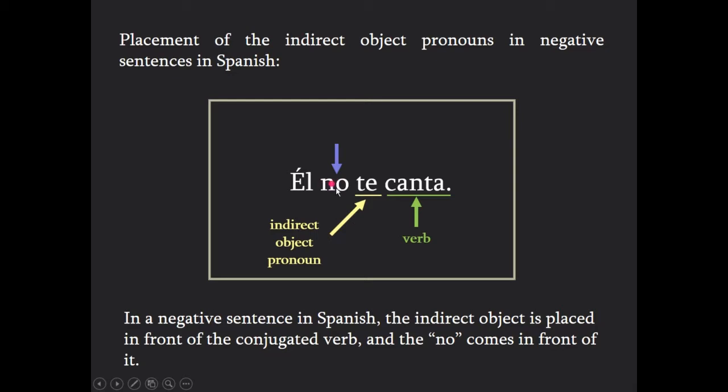And then notice our negative word comes in front of all of that. So the order in Spanish is we have our subject pronoun, he, él. Then comes the negative word. That comes in front of our indirect object pronoun, which comes in front of our verb. So literally, he, not or no, to you, sings. So the word order, I don't want you to get used to thinking about the English, but you need to get used to how the word order is in Spanish. Él no te canta, he doesn't sing to you. So the no there is how we would say doesn't. He doesn't sing to you. But notice our negative comes in front in Spanish.